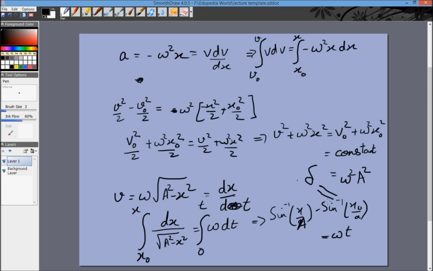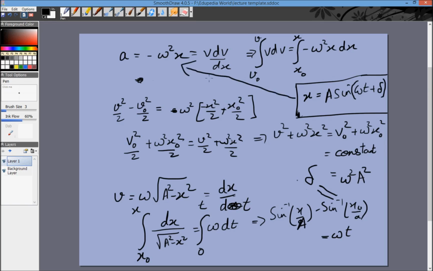Right. So from this we get the equation omega t plus delta is sine inverse x by a. That gives me the equation x is equal to a sine omega t plus delta. And from this equation, hopefully you can see why we chose this particular thing to be delta and this thing to be omega squared a squared. So this is the solution to this problem.